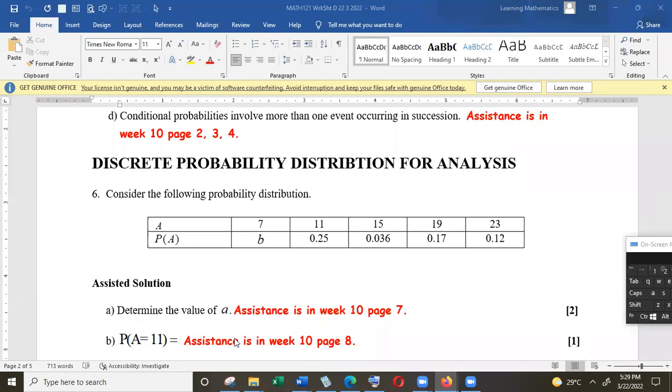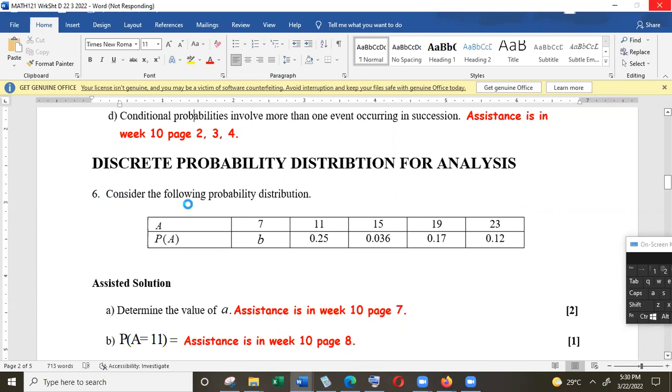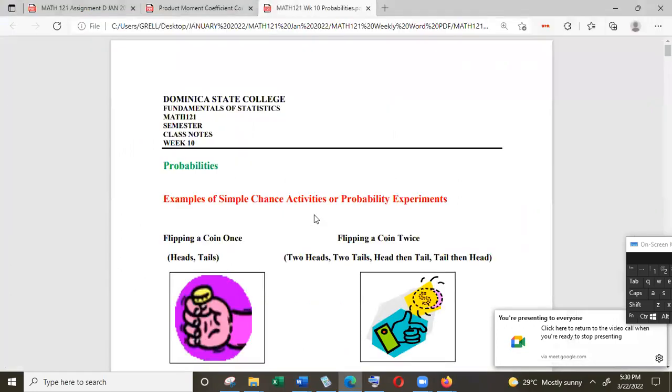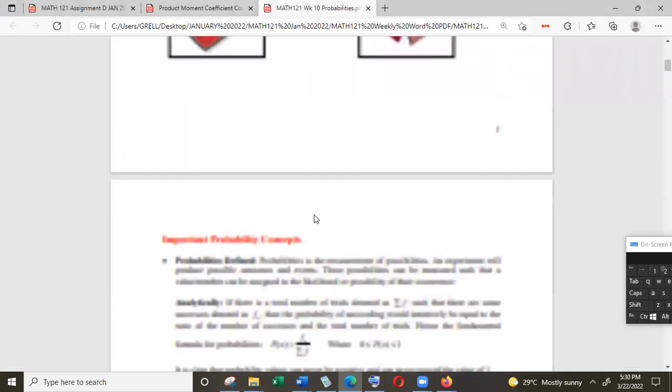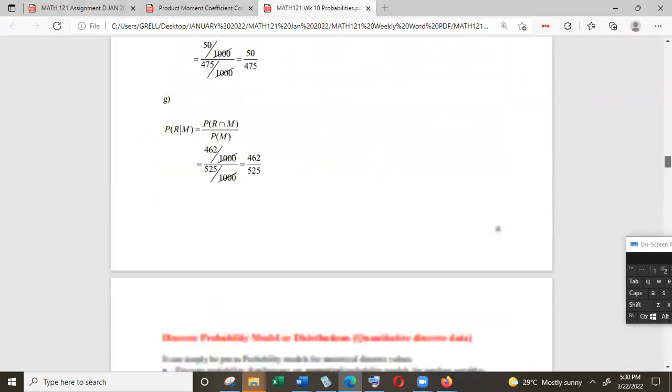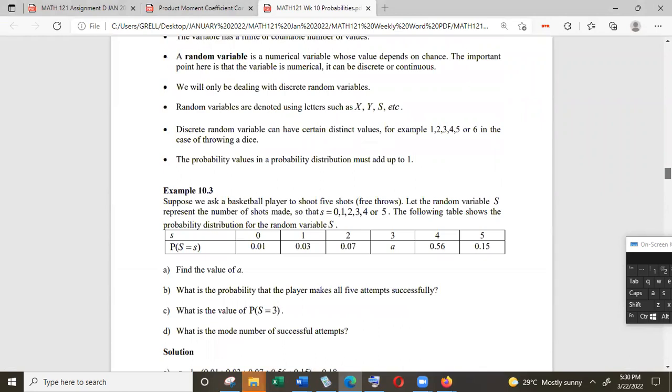Now, the analysis part of probabilities was divided into 4 categories, 4 sections, or 4 subtopics. Number 6 comes under discrete probability distribution for analysis, page 7 in the weekly notes, number 10. If you go to page 7, you will get examples and explanations with regards to the discrete probability distribution. Here it starts.